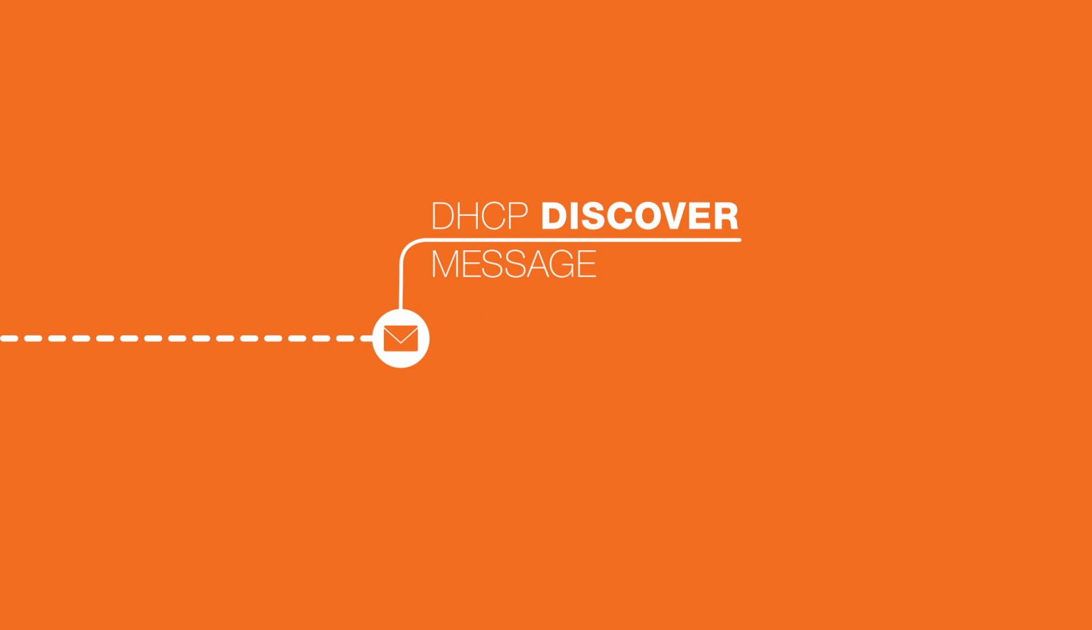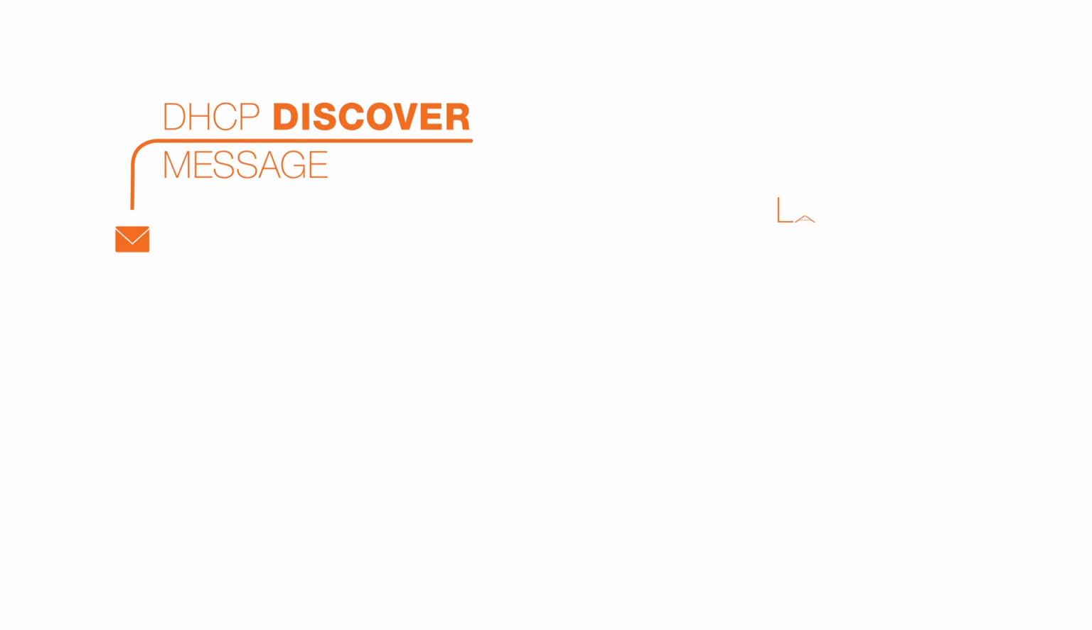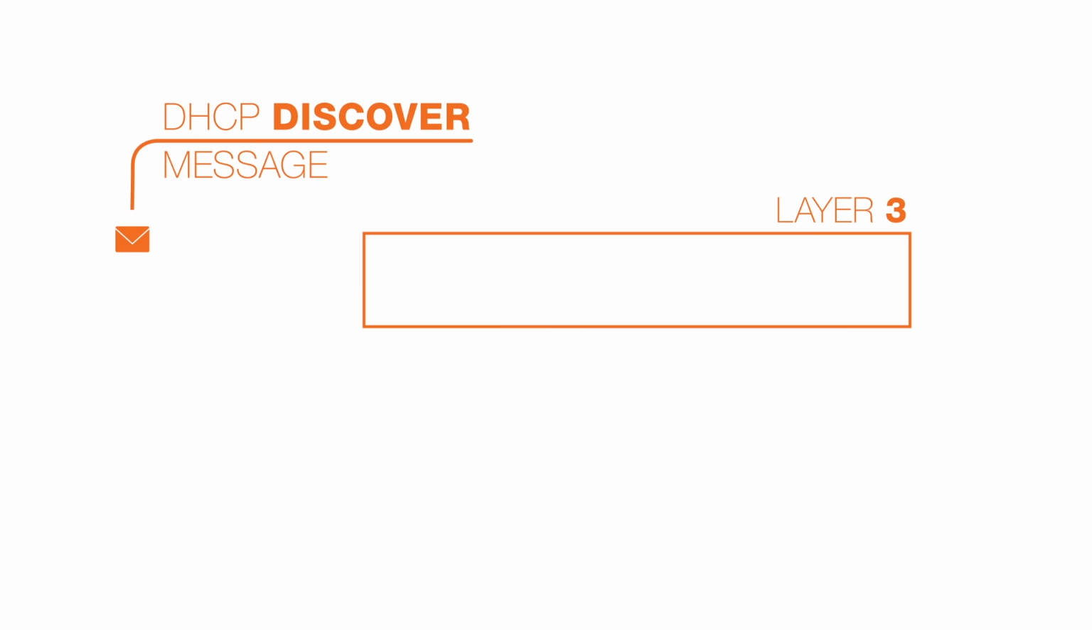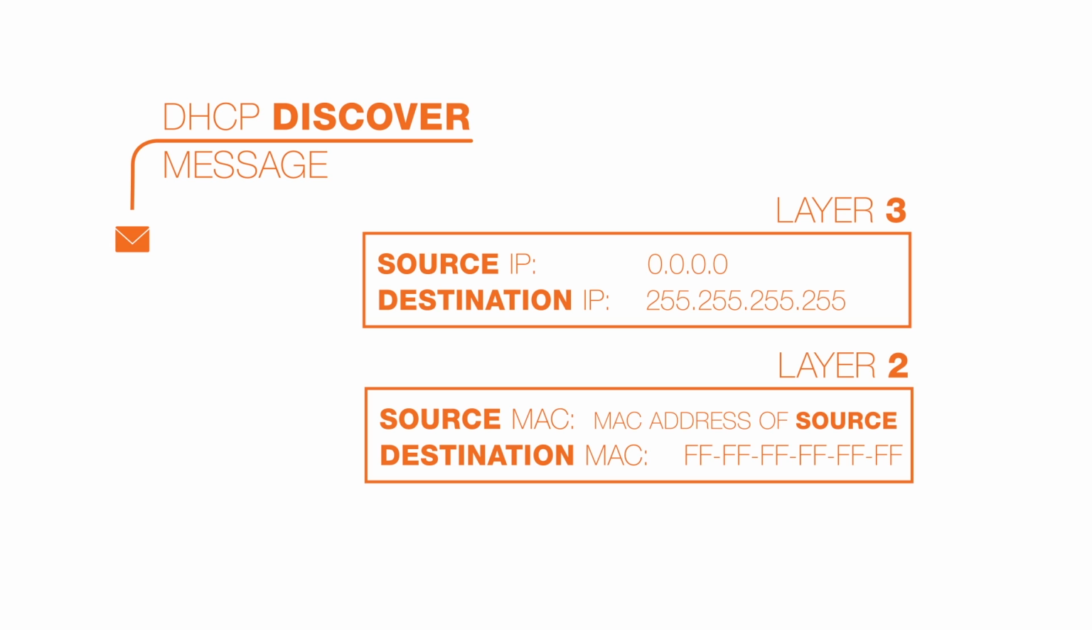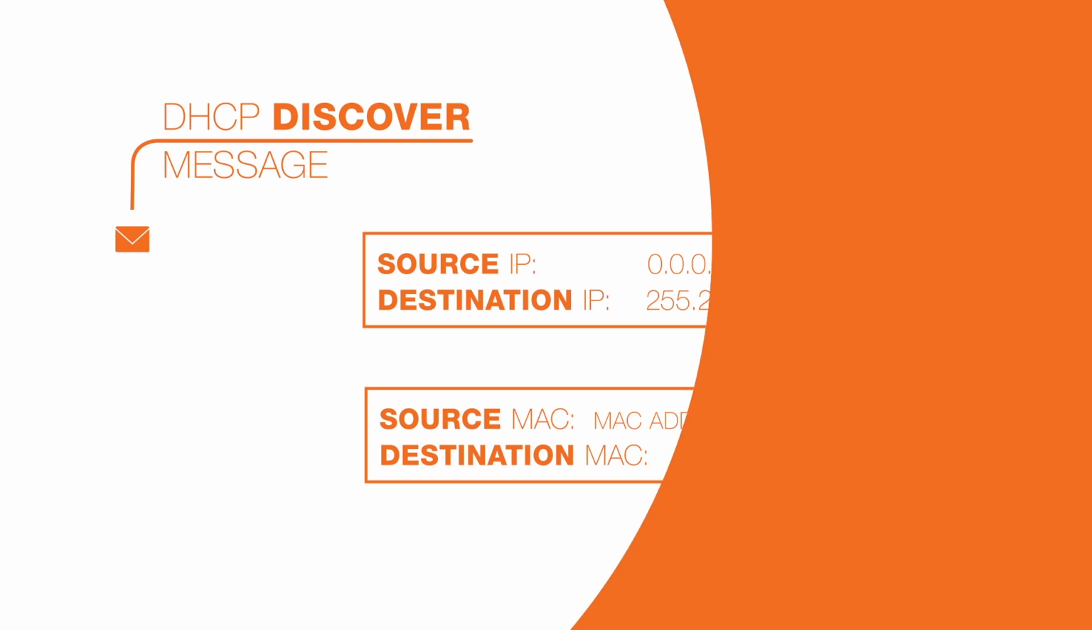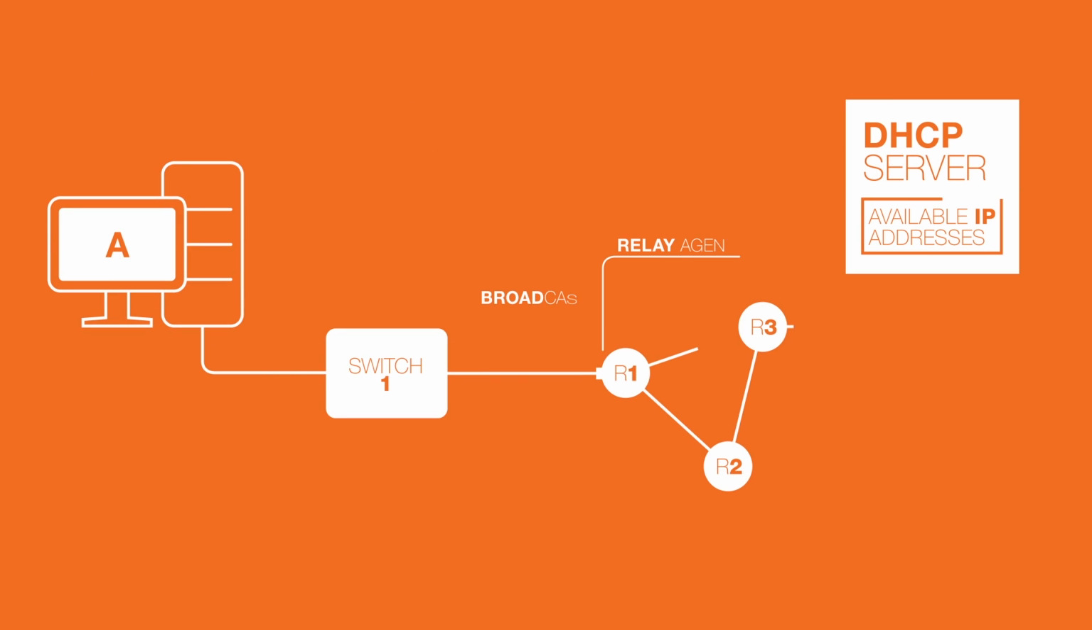A client device will broadcast a DHCP discover message at both Layer 2 and Layer 3. The Layer 3 broadcast address is 255.255.255.255. The Layer 2 broadcast address is 12 Fs. For the source IP address, the client uses the unspecified address of 0.0.0.0, quad 0.